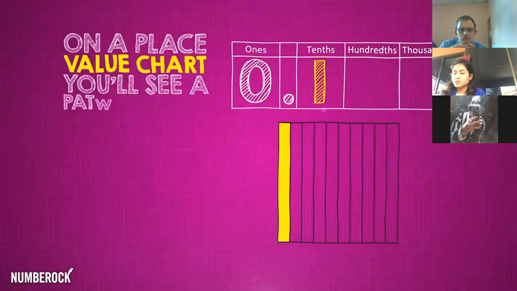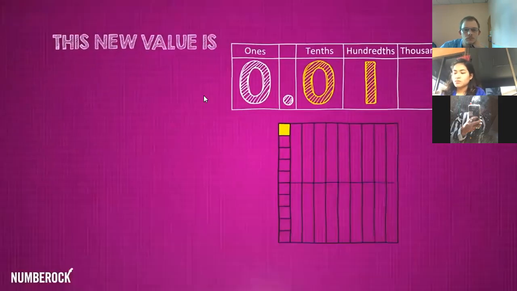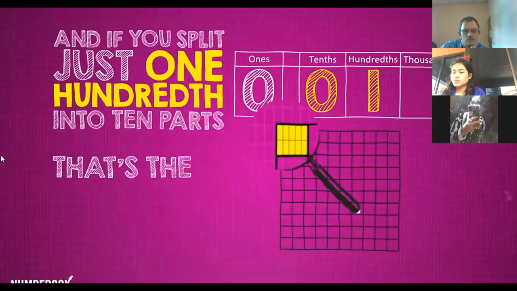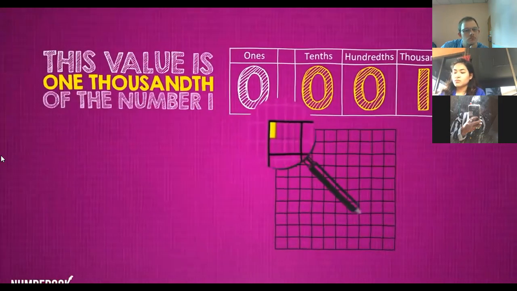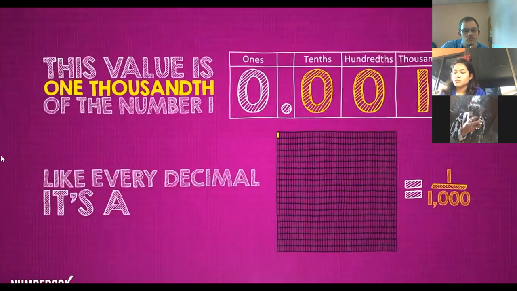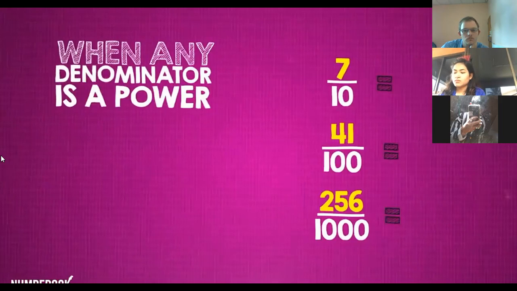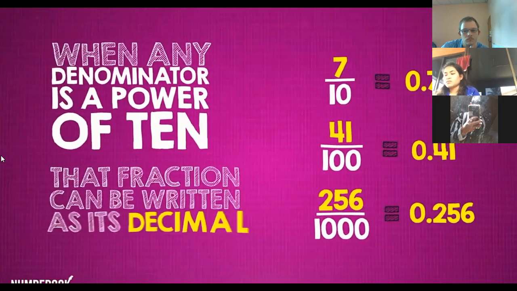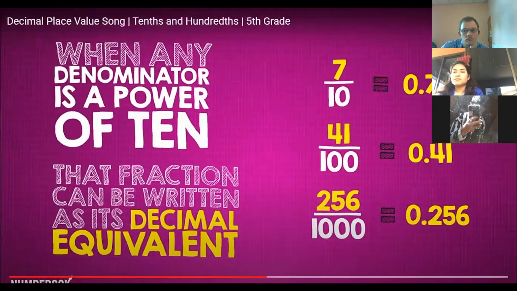On a place value chart, you see a pattern starts. If you split 1/10 into 10 equal parts, this new value is 100th, and in every case 100 hundredths equals 1 whole in the ones place. And if you split just 100th into 10 parts, that's the next place on the place value chart. This value is 1,000th of the number 1. Like every decimal, it's a special fraction. When any denominator is a power of 10, that fraction can be written as its decimal equivalent.